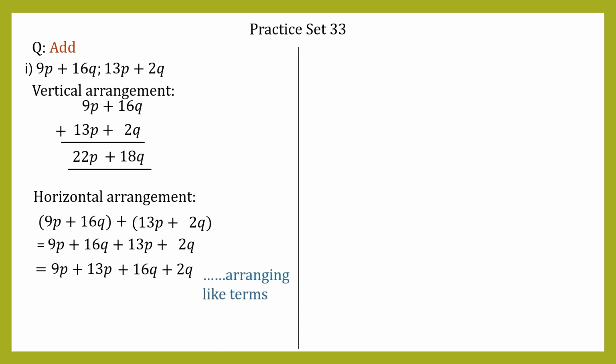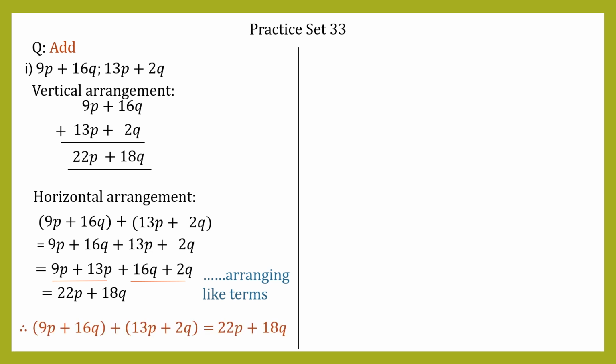Now arranging like terms can be written as such. Let's underline the like terms and let's add them. 9 plus 13, 22. P will remain same. Yes, we are not supposed to add P. So 22P plus 16 plus 2 is 18. Q is the variable. So we can write the final answer, that is 9P plus 16Q plus 13P plus 2Q is equals to 22P plus 18Q.